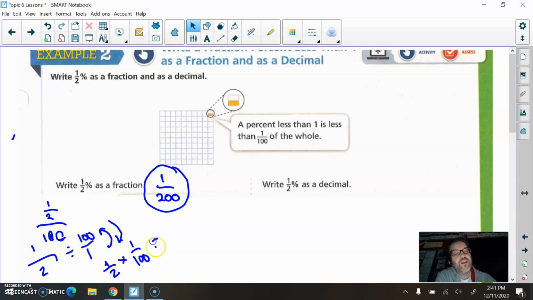Well, guess what you get here? 1 times 1 is 1. 2 times 100 is 200. So we do get 1 out of 200 here.